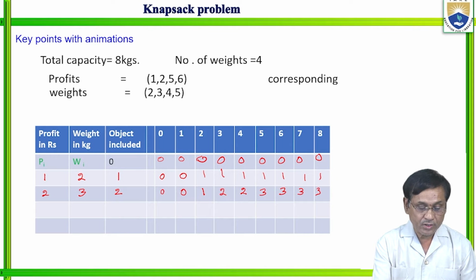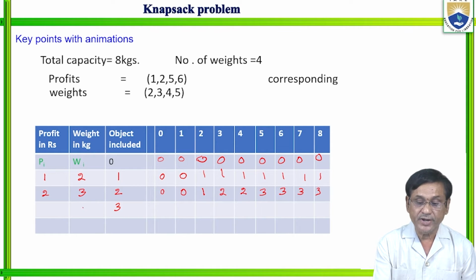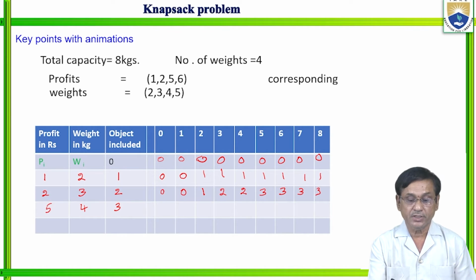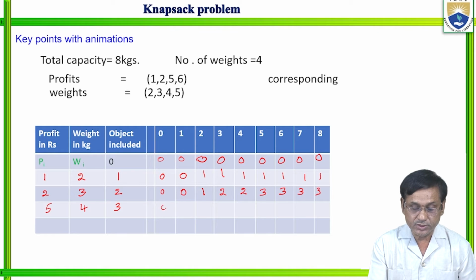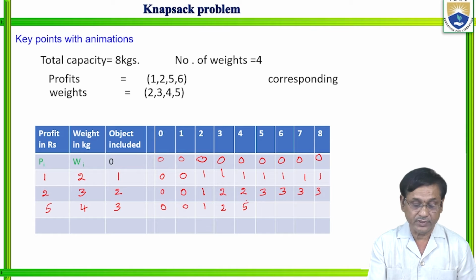Next, when the third object is also included, the weight of the third object is 4 kg and the profit is 5. Now, when 0, this is also 0. When weight is 2, only 1. Weight is 3, this is 2. When the weight is 4, then it becomes 5. When weight is 5, then again the profit is only 5.